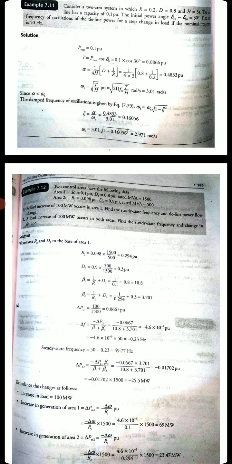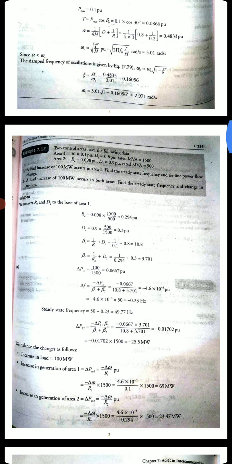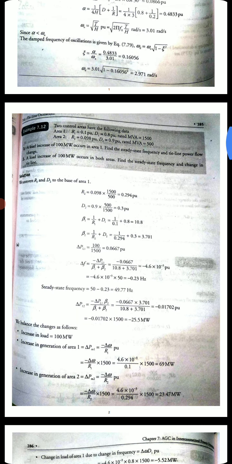Second one is a load increase of 100 megawatt in both the areas. Find the steady state frequency and change in tie line. We convert the R2 and D2 to the area 1 base, because the increase takes place only in area 1 now. Converting R2 and D2 to the base of 1500, we will get 0.294 and 0.3 per unit respectively.